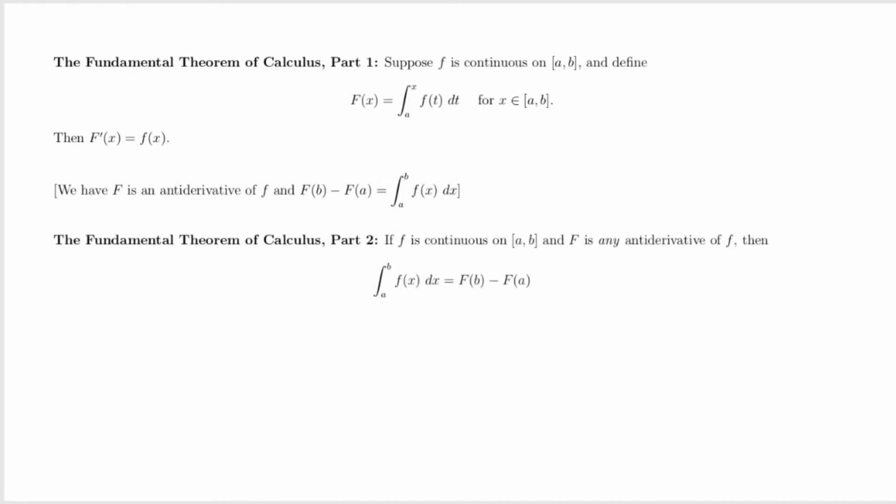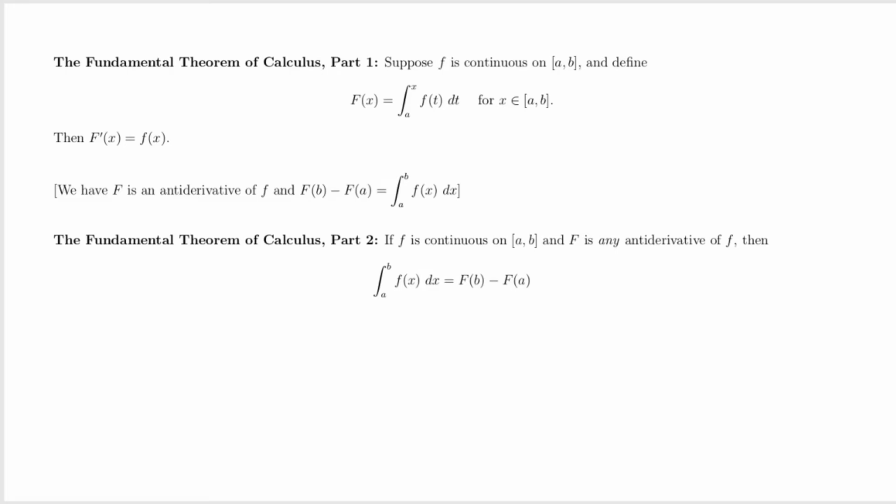Which brings us to the second part of the fundamental theorem of calculus, which says that if we have a continuous function lowercase f on a closed interval ab, and capital F is any antiderivative of lowercase f, then the definite integral from a to b of f of x with respect to x is capital F of b minus capital F of a. This we have not yet proven.